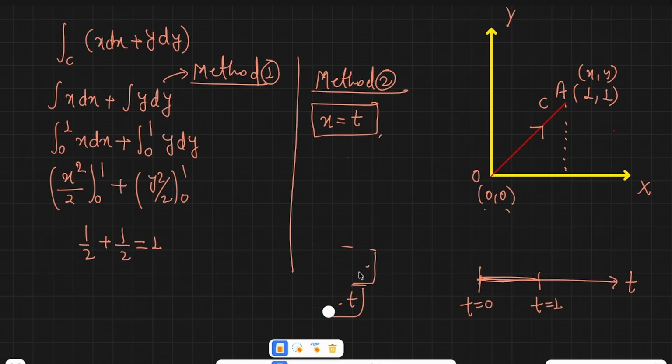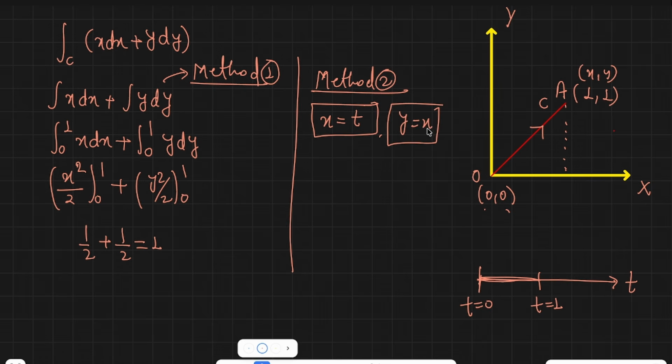We know that this is a line, basically y is equal to x. This is the relation between x and y. Sometimes it is given in the question, sometimes it is not given. If it is not given, then you can easily establish that relation. So now from here I got y is also t. Now what? Simply put these values here.